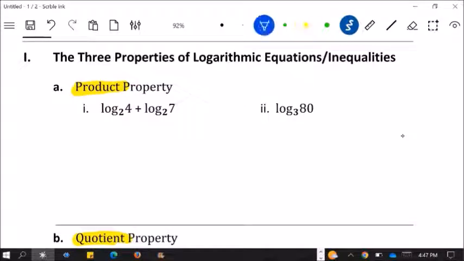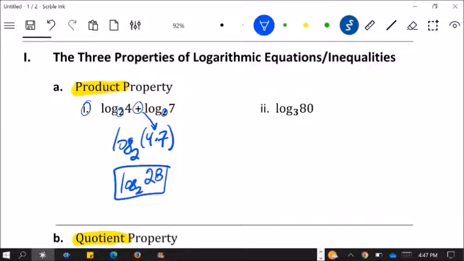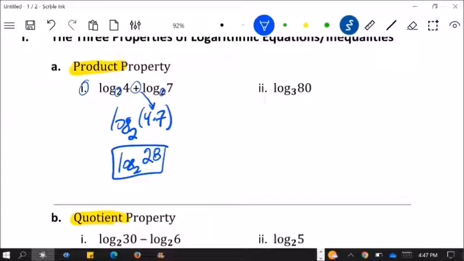Okay. So this one here, let's look at one, Roman numeral lowercase i. And what I see here is two bases that are the same. If the bases are the same, then you can apply the product property, which means that if it's adding, you can combine them as multiplication. So look at what I do. I combine the logs, but instead of plus, it's multiplying, and there's only one log now, which means now that's log base 2 of the number 28. That's applying the product property by condensing it.